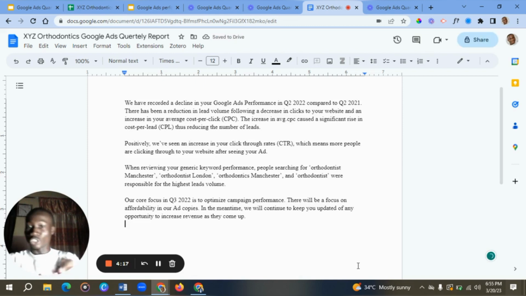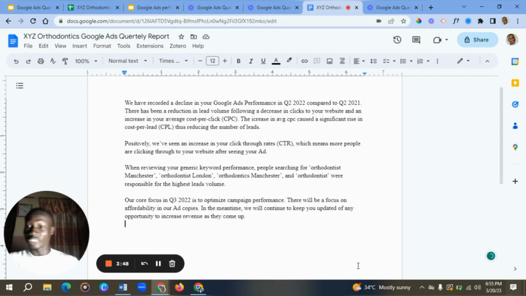Our core focus in Q3 2022 is to optimize campaign performance. There will be a focus on affordability in our ad copies. In the meantime, we'll continue to keep you updated of any opportunity to increase revenue as they come up. Now, this is not everything, but this should give you an idea of what you should write about. Also, there are some things you can add. Like I was working with an orthodontic agency, a lot of orthodontic brands. So that's why my report is something like this. But this can be an idea for you.